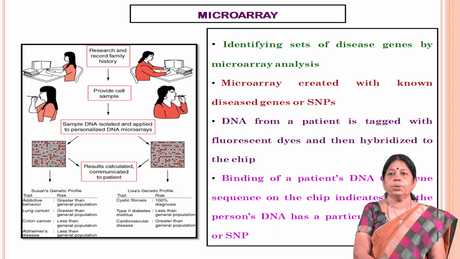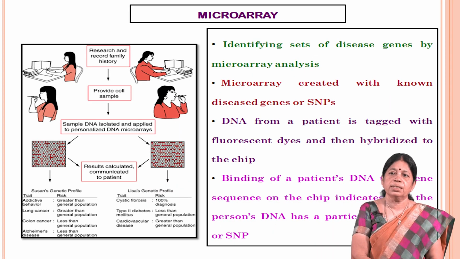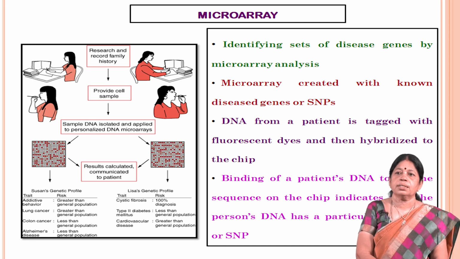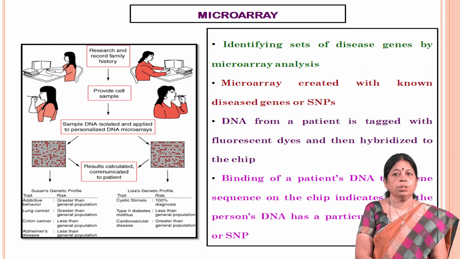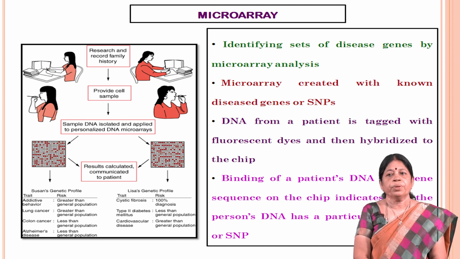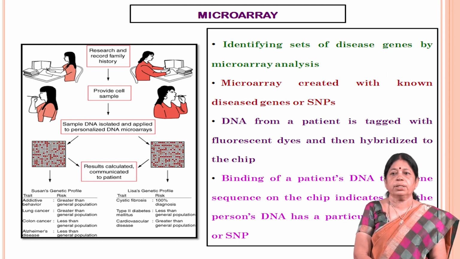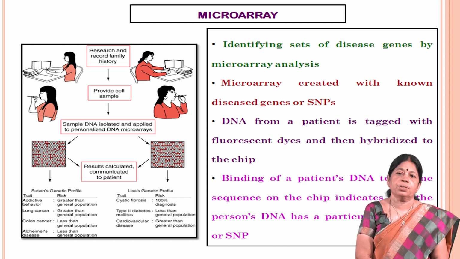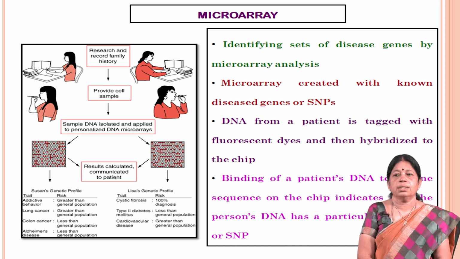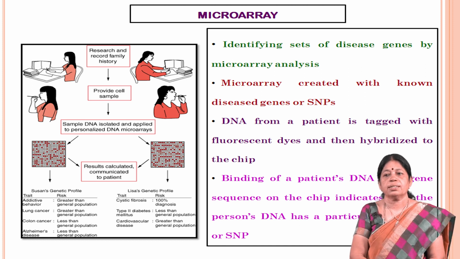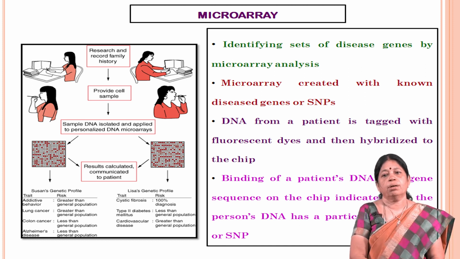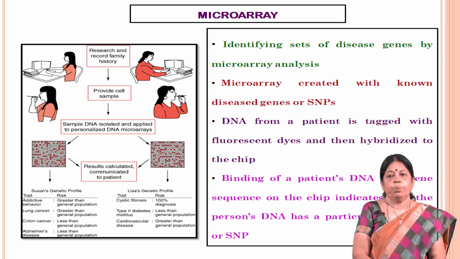So coming to the microarray, we can identify sets of disease genes by microarray analysis. We can identify the disease. For example, a microarray is created with a known diseased gene or SNP, and DNA from a patient is tagged with a fluorescent dye and then hybridized to the chip. So binding of the patient DNA to a gene sequence on the chip indicates that the person's DNA has a particular mutation or single nucleotide polymorphism.